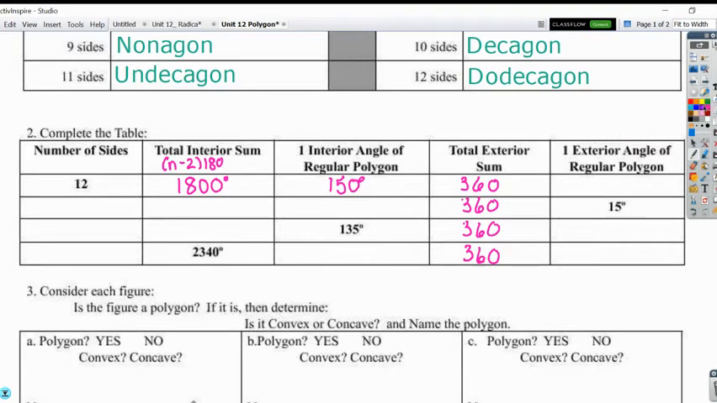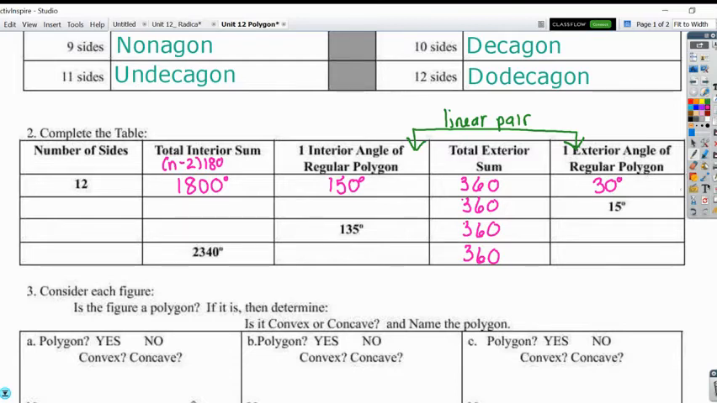And then the last detail to find that one exterior angle, remember that one interior angle and one exterior angle together always have to make a linear pair. So they always have to have a sum of 180 degrees. So if I've got 150, then I can easily find out that my one exterior angle would be 30 degrees.